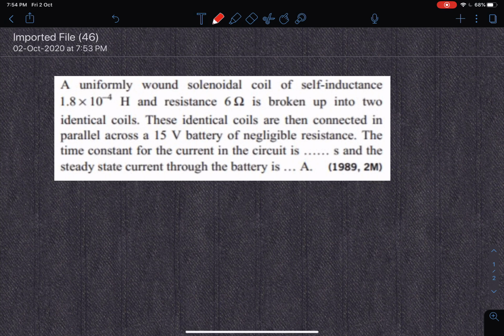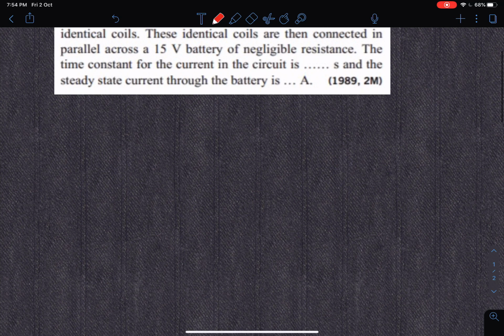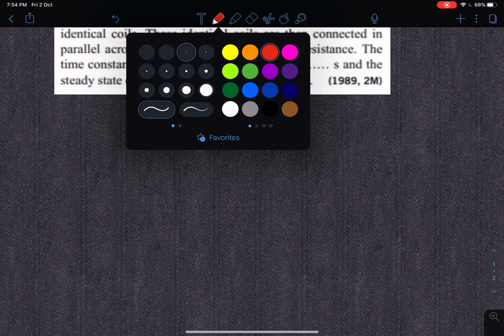So this is a question which is asked by one of the students. Here we have a uniformly wound solenoidal coil of self-inductance L and resistance R, which is broken into two identical coils. So let me draw that coil here first.